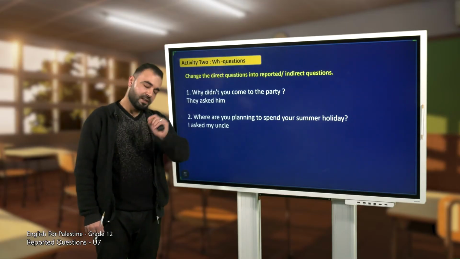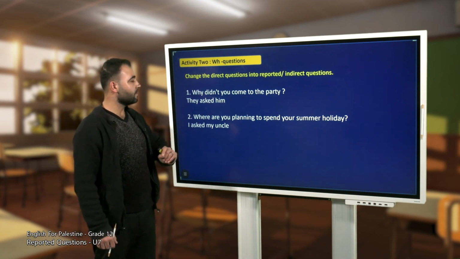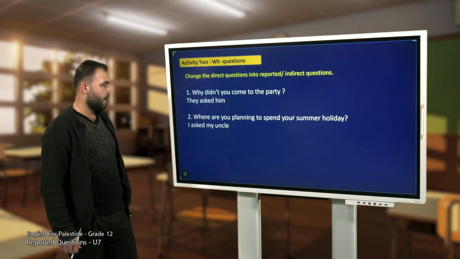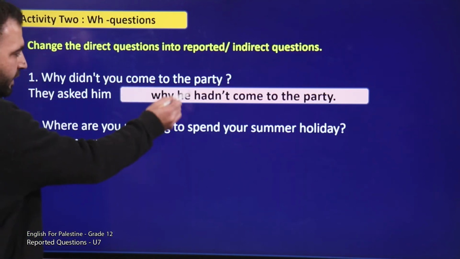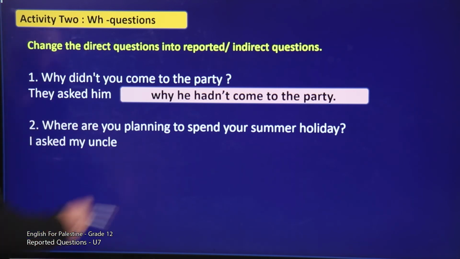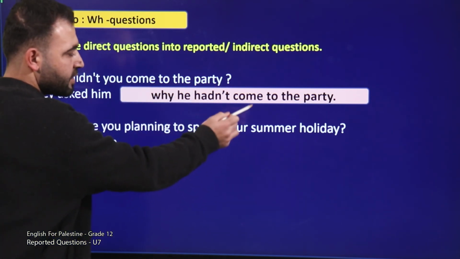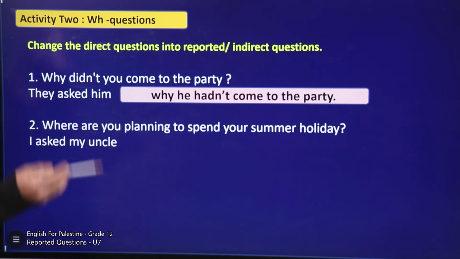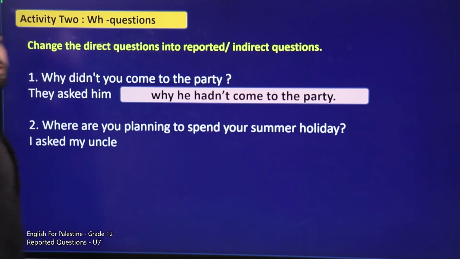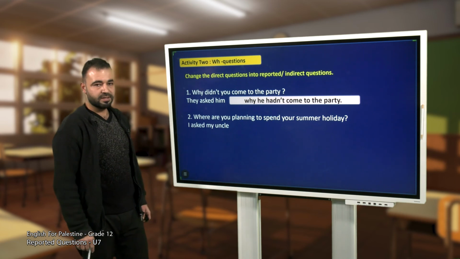Thank you. Let's try it here. 1. Why didn't you come to the party? They asked him why. You becomes he because I asked him. Didn't. It's reported as hadn't. Come. Here, the past participle form of come, came, come. It's an irregular verb, to the party, and we end it with a full stop. Why he hadn't come to the party.